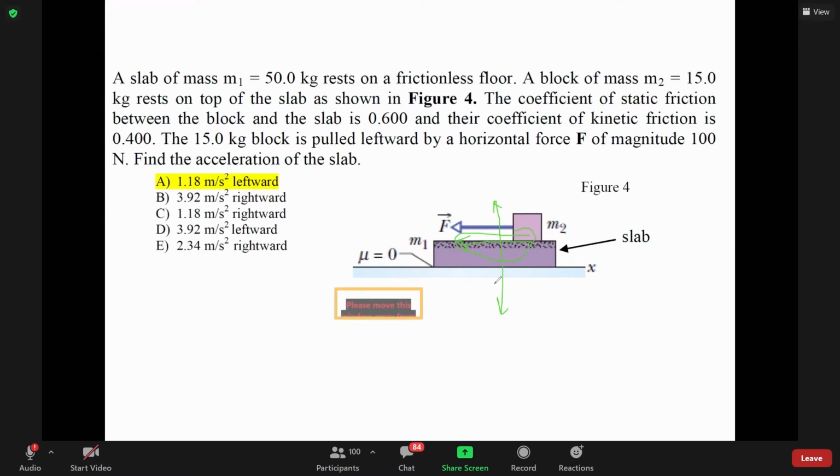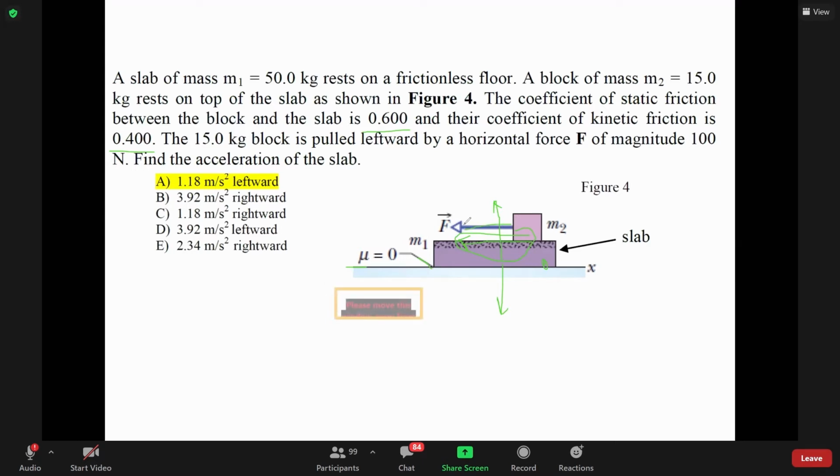Let's read now the question. I explained it to you, but let's read it. A slab of mass 50, so this is the big one, rests on a frictionless surface. Here mu is equal to 0, frictionless floor. A block of mass 15, the small piece on top, rests on top of the slab. The coefficient of static friction is 0.6, and the coefficient of kinetic friction is 0.4.